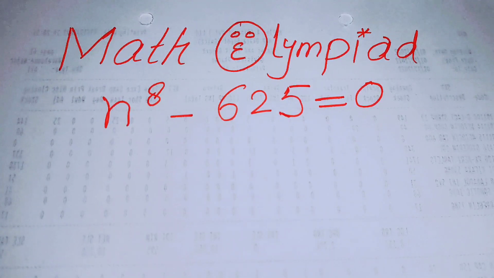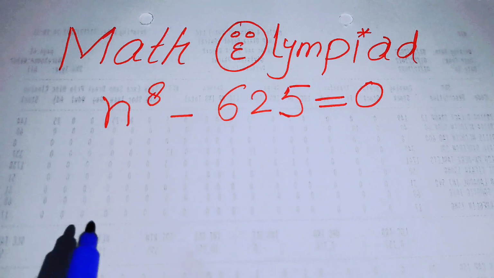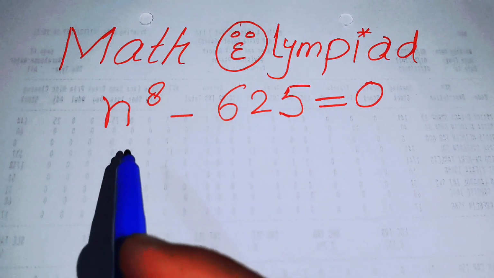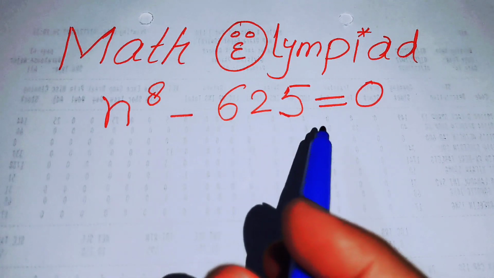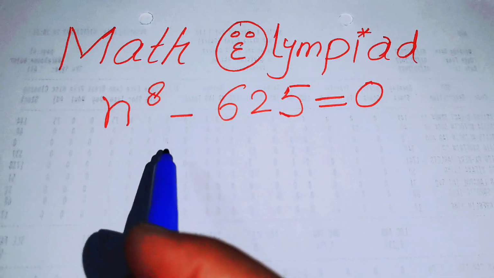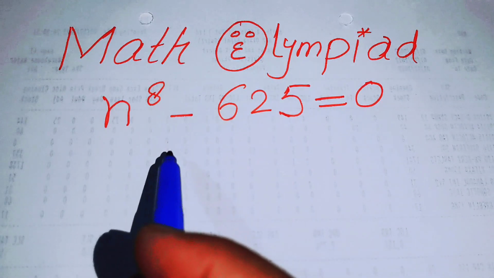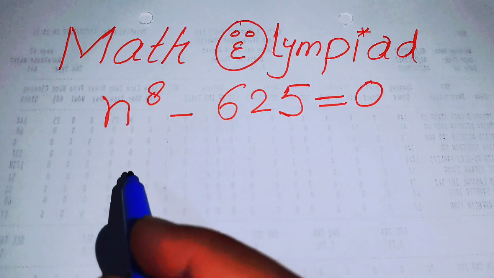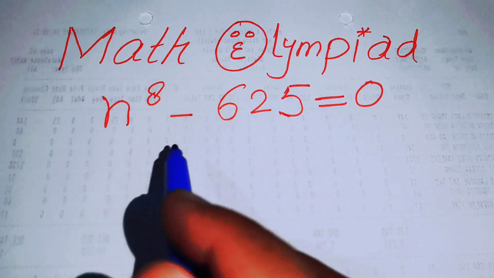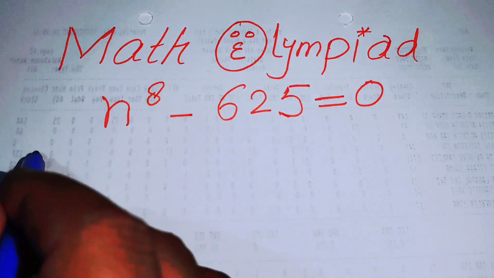In this video we are going to solve this nice algebra problem, and here we have n to the power of 8 minus 625 is equal to 0, and we will solve this problem for the values of n. So the very first thing we are going to do is rewrite this equation.